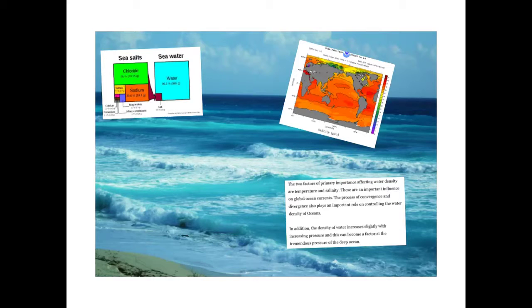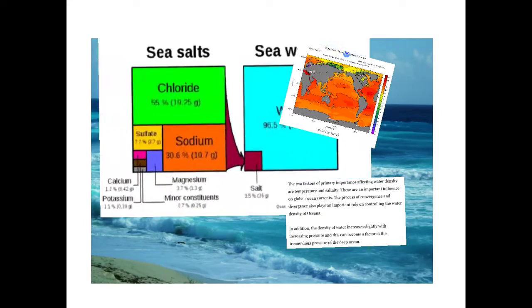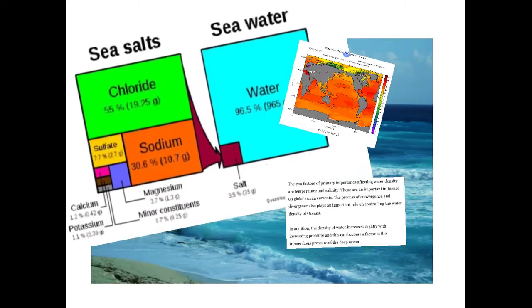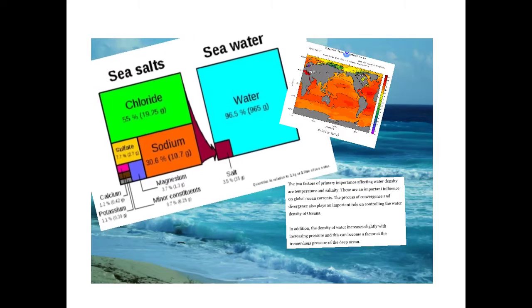We are now talking about the importance of ocean water. If you see here, ocean water or seawater has mostly water and some salt. The salt has chloride, sodium, sulfate, calcium, potassium, magnesium, and other minor elements in there. That is what salt water is made of.